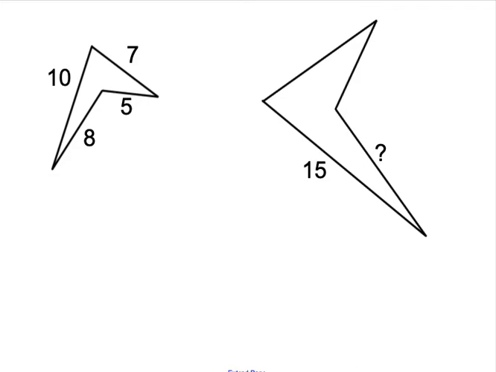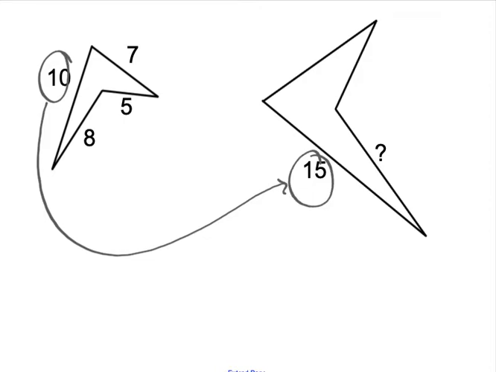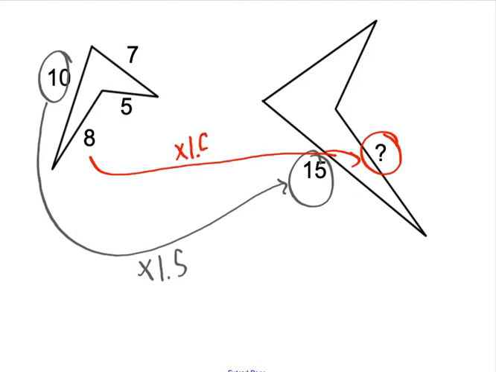Okay, right here we can use either scale factor or proportions. Notice what we have in common between them. The 10 will map to 15. Do we know 10 times what gives us 15? We actually should know that. If we multiply by 1.5, that will get us from 10 to 15. So to get to the question mark, that comes from the 8. So I would do 8 times 1.5, which equals 12 to get that.